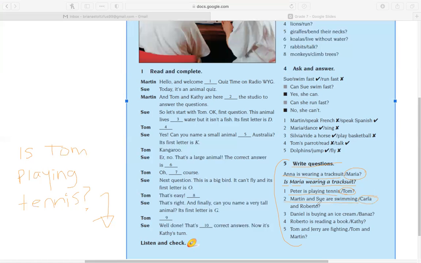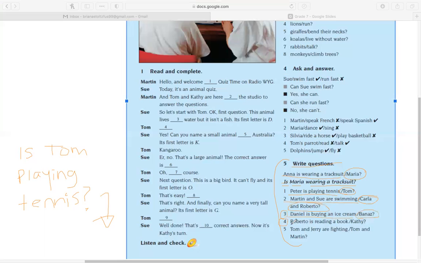Now let's ask about Carla and Roberto. We do not use is because now it's 2 people. We use are. Are Carla and Roberto swimming? Okay, number 3. Daniel is buying an ice cream. Let's ask about Banaz. Is Banaz buying an ice cream?